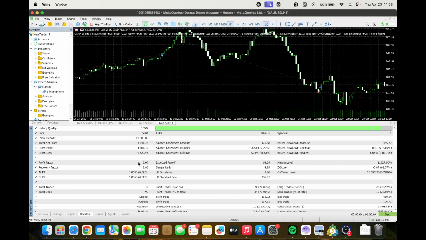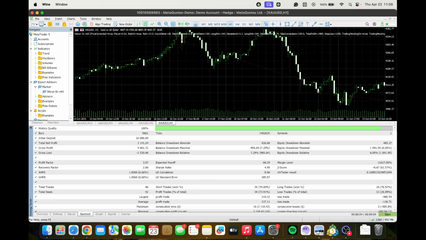And profit factor came in at 3.07, max equity drawdown around 8%, and win rate around 74% across 46 trades that we open. Total trades 46, and win rate is 74%, as you can see.